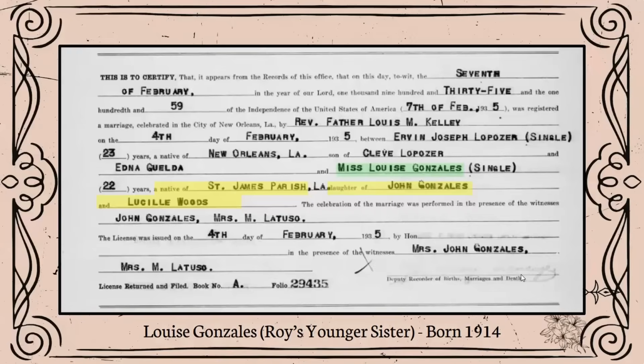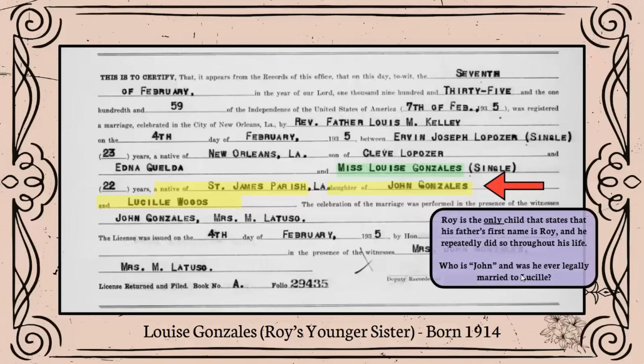So I took a look at Roy's younger sister, Louise. I looked at her marriage record. She also says that she's born in St. James Parish and that her father's name was John Gonzalez. Roy is the only child that states that his father's first name is Roy, and he repeatedly did so throughout his life. So who is this John?